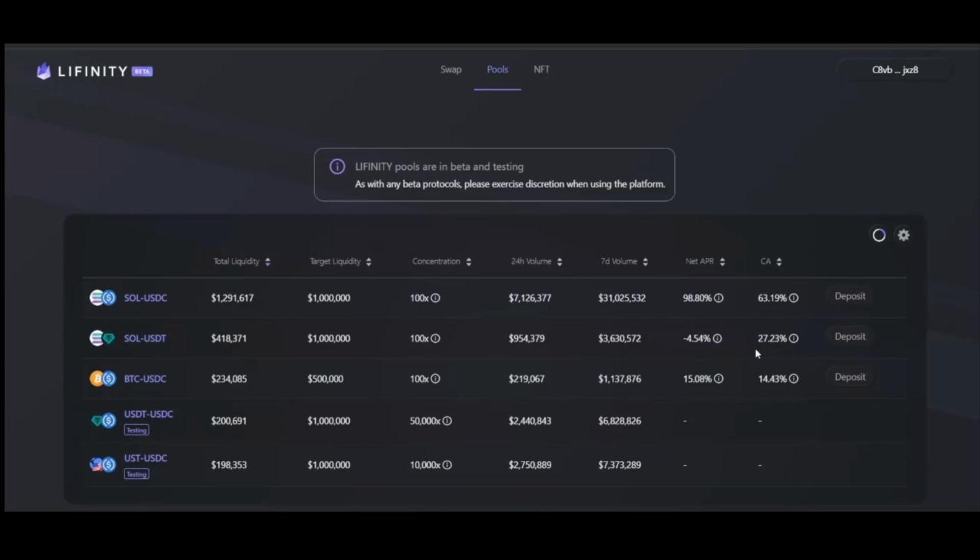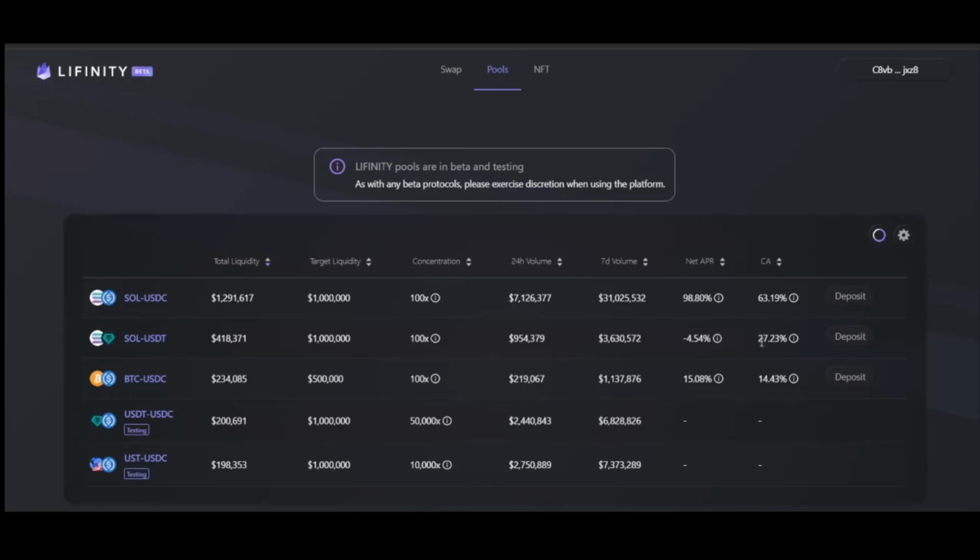So what this is saying is, if our Sol USDT pool was a constant product pool, we would have done 27% worse than what we actually did. So in other words, we would have had about negative 31% instead of negative 4.5%. So we're doing way, way better than constant product AMMs.